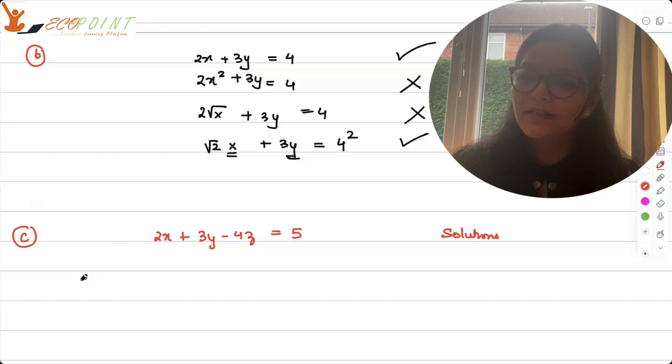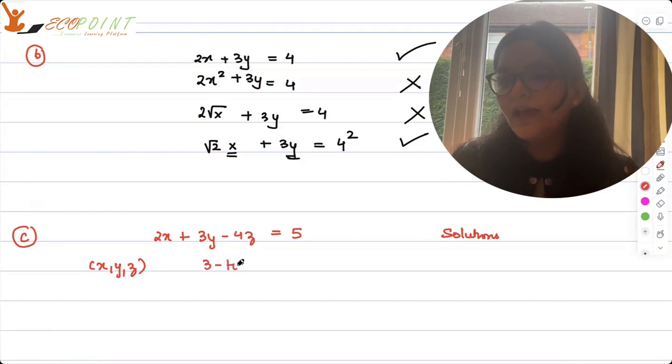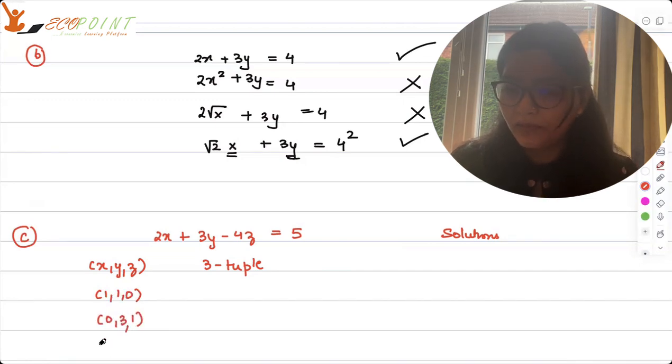A solution is a tuple, in this case, since you have x, y, z, a 3-tuple that would satisfy this equation. Satisfying this equation means that the left-hand side will turn out to be equal to the right-hand side. So what x, y, z can generate this value 5 in this equation? Is it 1, 1, 0? Is it 0, 3, 1? Or are both of them giving you the same thing? Is it 1, 1, 1? Let's try to figure it out.